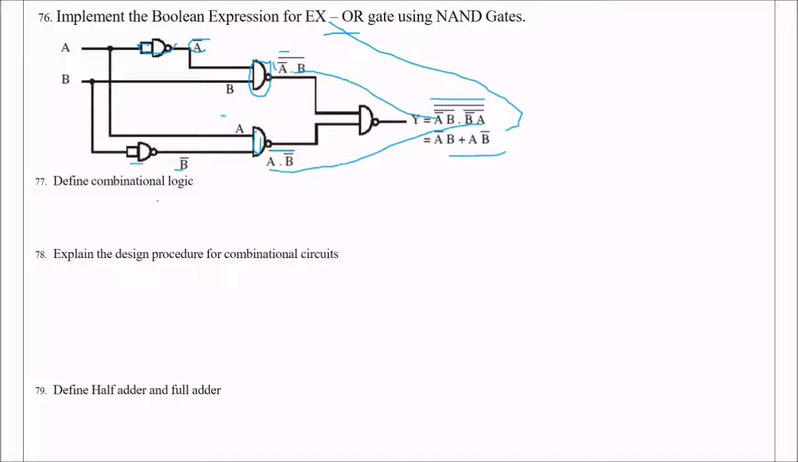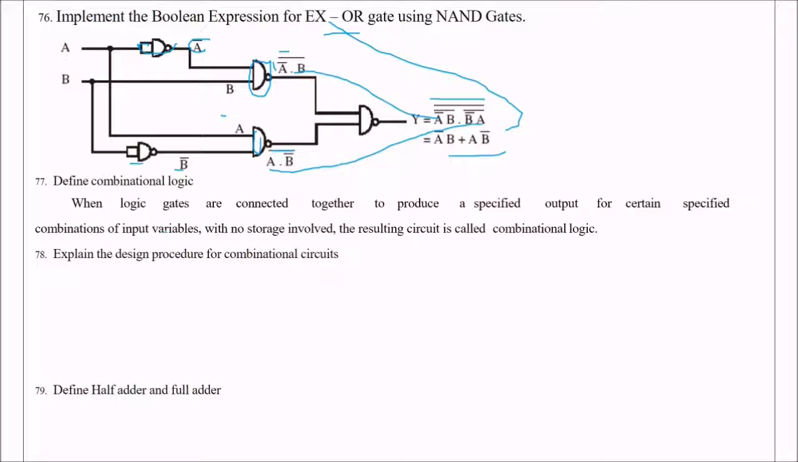Define combinatorial logic. When logic gates are connected together to produce a specified output for certain specified combinations of input variables, with no storage involved, the resulting circuit is called the combinatorial logic. Let me tell you again: when we connect the logic gates together to produce a specified output for certain specified combinations of input variables and where no storage is involved, the resulting circuit is called the combinatorial logic.